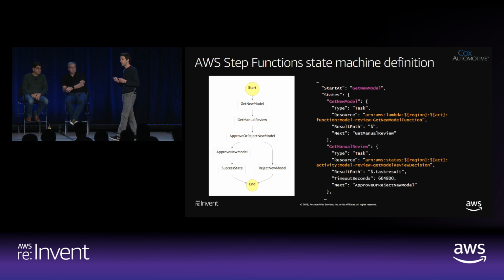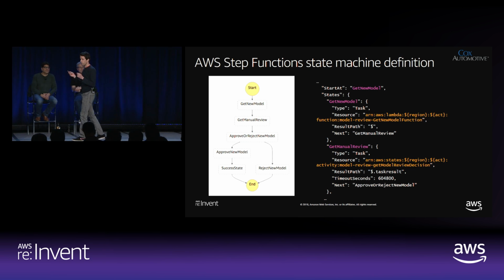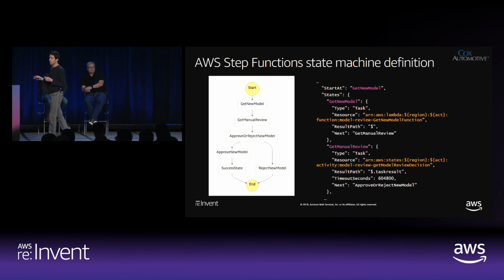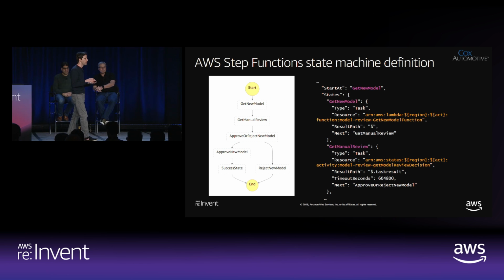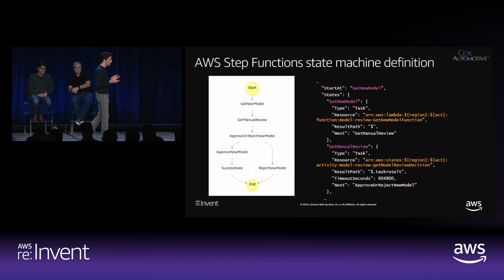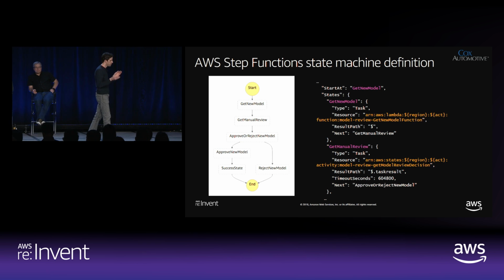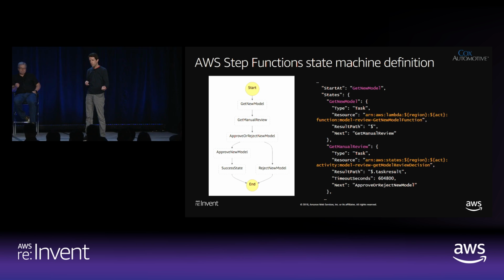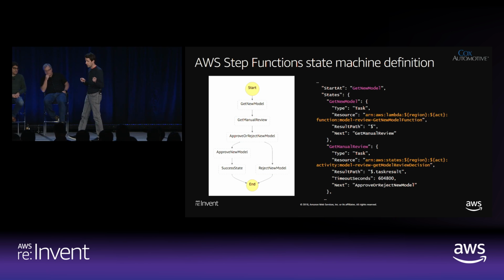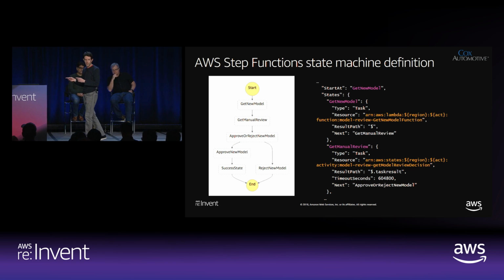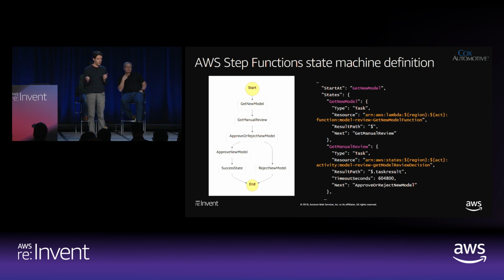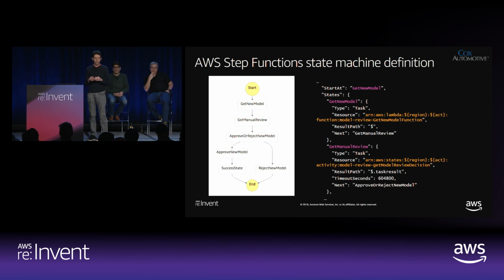Get manual review is the state that's responsible for both creating the email, sending it out to the team, as well as receiving the response back from our decision scientists. And then it moves on to approve or reject new model, which is a choice state. And it's going to say, OK, based on that data scientist input, which one of these paths do I go down? The approve new model state is simply that state that copies the model from our decision science account to our engineering account. And success state and reject new model states are simply pass and fail states so that the model will finish cleanly.